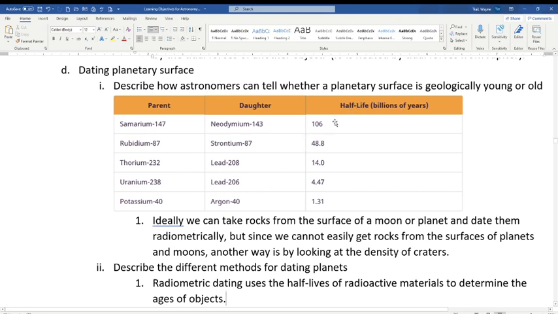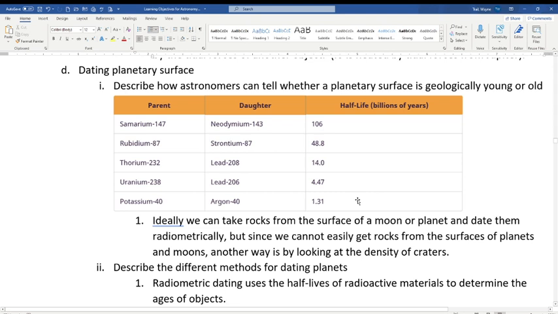And this is called the half-life. That's how long it takes for half of it to decay. These are in billions of years. So samarium decays in 106 billion years, rubidium decays in 48 billion years. That's the half-life. Thorium is 14 billion years, uranium is 4.7 billion years, and potassium is 1.3 billion years.